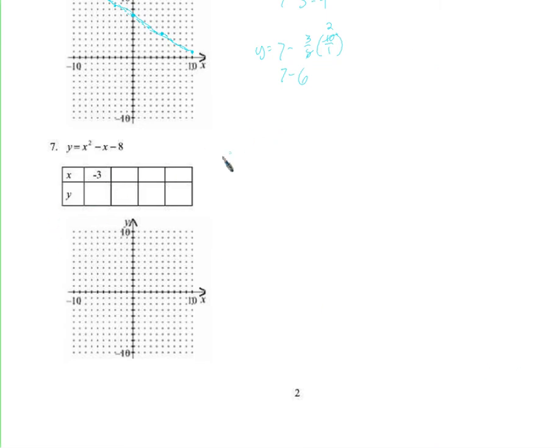Let's go ahead and plug some stuff in. I'm going to choose negative 3, negative 2, I like 0, that's an easy one, and I'll plug in 2 again. Okay, let's see what happens then. So y equals negative 3 squared minus negative 3 minus 8.